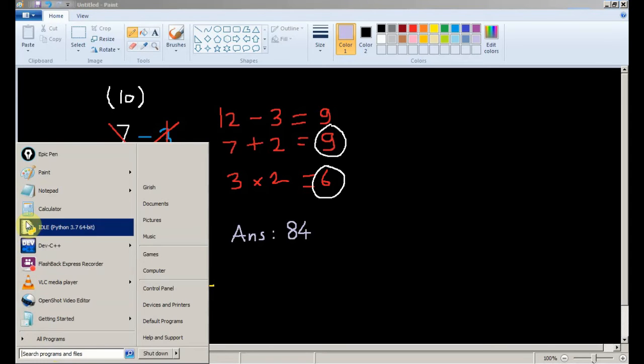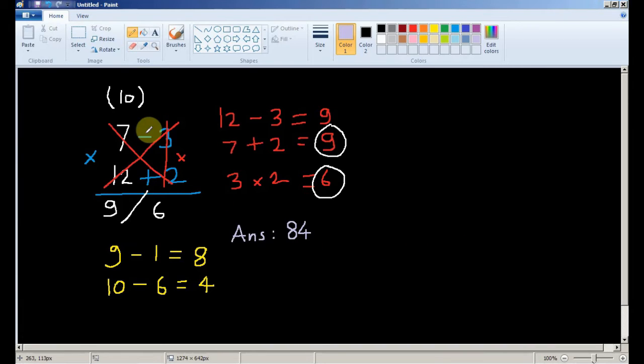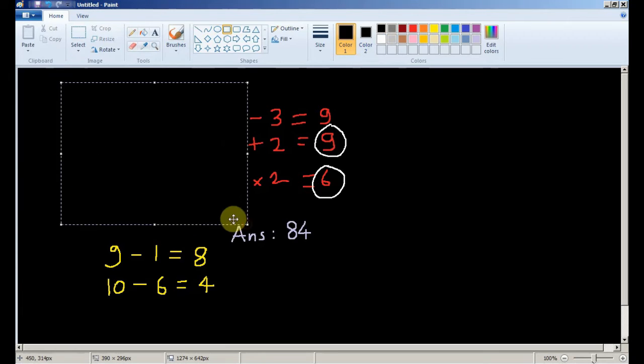So let us verify the answer. Let's use the calculator and see if it is correct. First I'm going to multiply 7 into 12 and see the answer, 84. So that means it is correct. Okay, let us take a bigger number. This is a single digit number, right? Now let me take a bigger number, something like a 2-digit number.